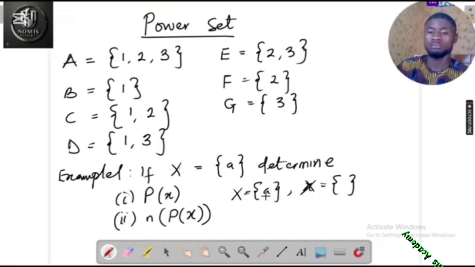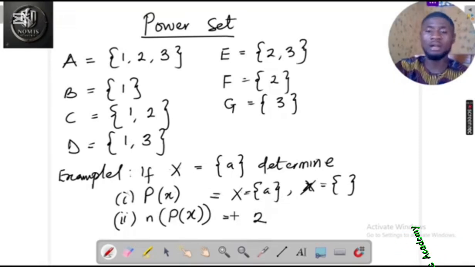Set X is a subset of itself, and the null set is a subset of any other set. So we have just two elements. So the cardinality of the power set is just 2. So the cardinality of the subsets is just 2. So Roman figure 1 is our answer. For Roman figure 2, we only have 2 as our answer here.